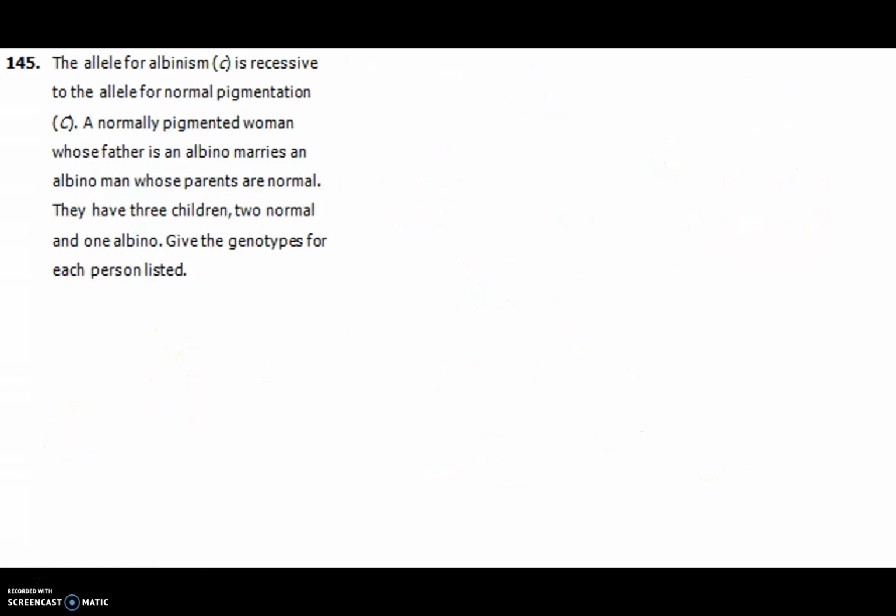Okay. The allele for albinism, which is being albino, is recessive to the allele for normal pigmentation. And a normally pigmented woman whose father is albino. Now they tell you that because they want to let you know that she's heterozygous. Because if her father is albino, he can only have 2 little c's. So that means he had to give one to his daughter. But it says she has normal, so she got that one from her mom.